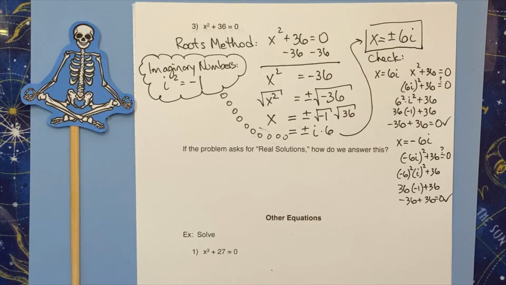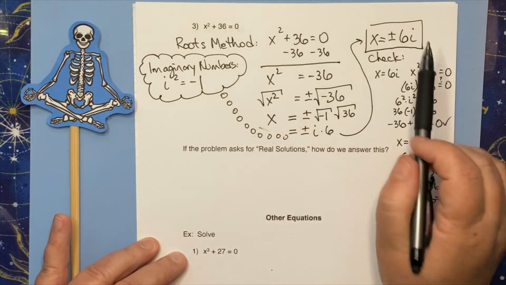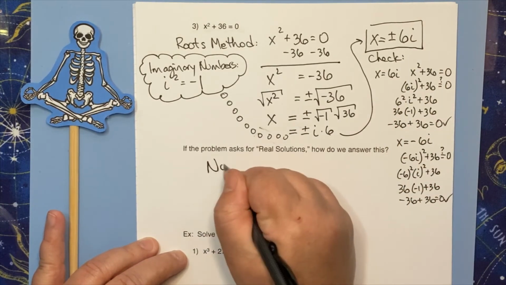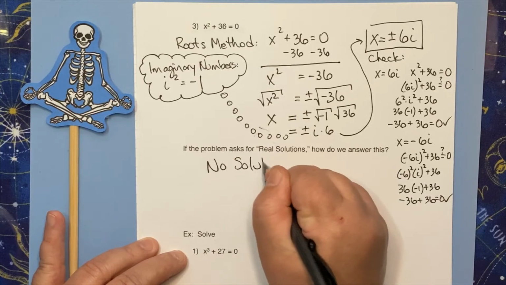Yay! Now, if you were asked to write it in a plus bi form, some of you remember that, it would be 0 plus 6i. There's no real part. Sorry. Now, if the problem asks for real solutions, how do we answer this? Well, this is imaginary. So we would have to say there's no solution.